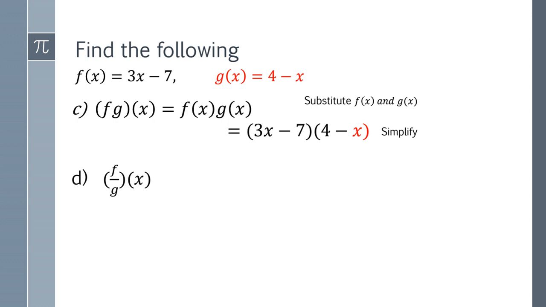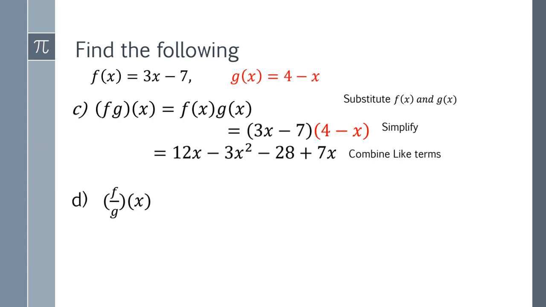f of x is 3x minus 7. g of x is 4 minus x. And if you notice on this particular one, now I had to put parentheses on both because in order for me to simplify, I have to apply FOIL, meaning that this first term has to be multiplied with both of the terms of the other function, and the negative 7 also has to be multiplied with all of the terms of the other function. So when we do that, we have 3x times 4 is a 12x. 3x times a minus x is a minus 3x squared.